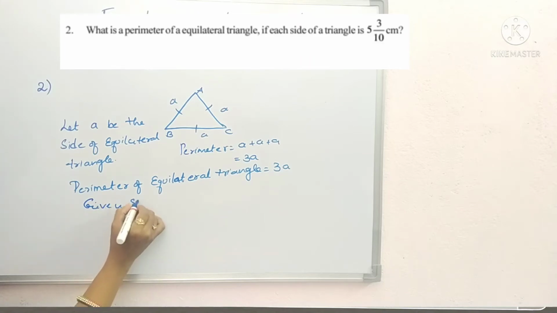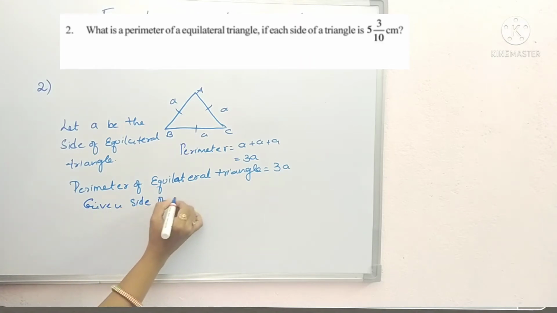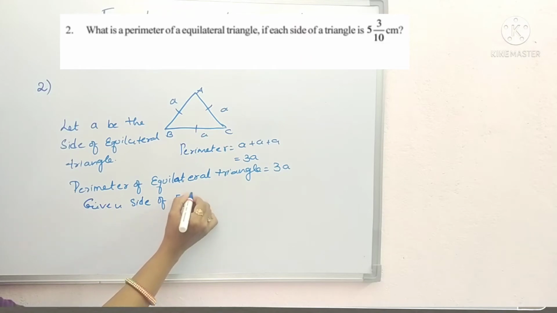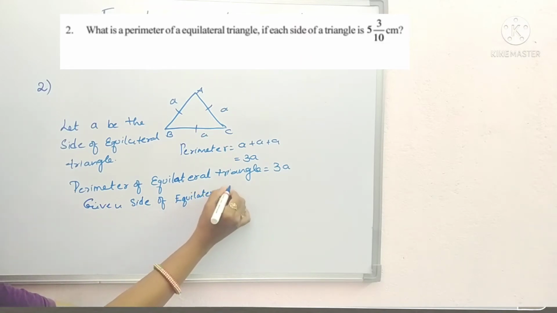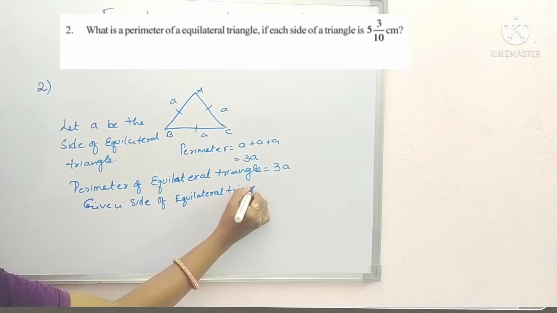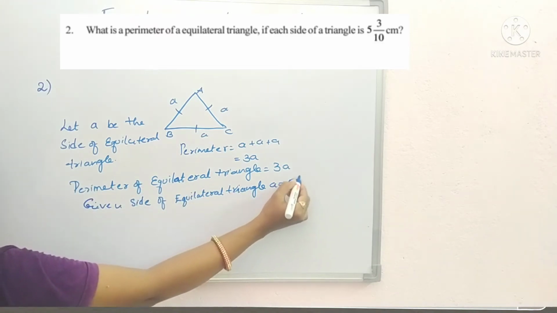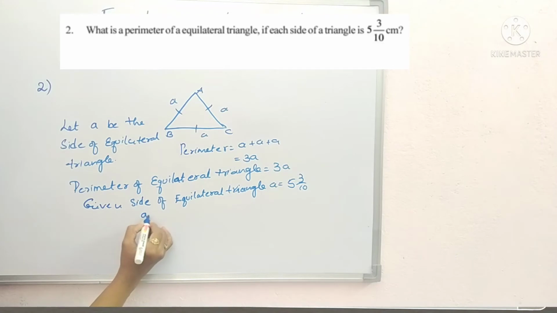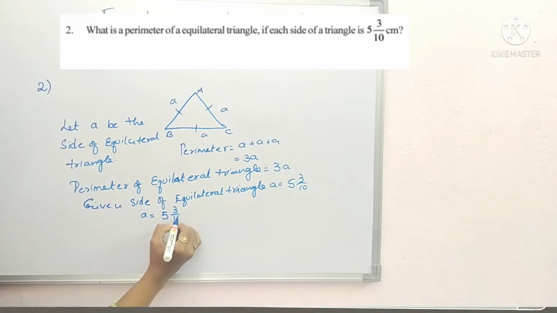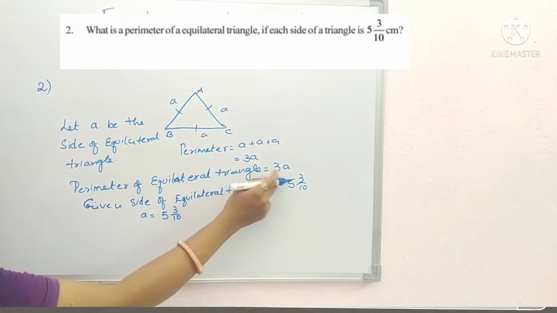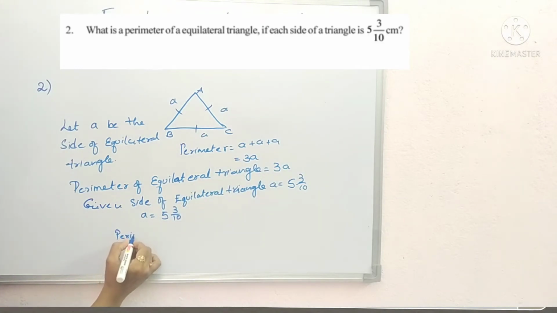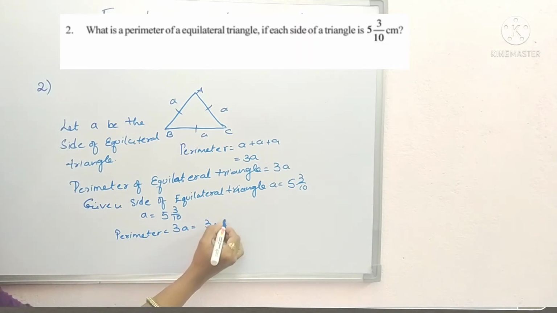So here in the problem, what is the side of the equilateral triangle? Given side of equilateral triangle, A is equal to how much they give? 5 3 by 10. So here A is equal to 5 3 by 10. So perimeter, what is the formula? 3A. So perimeter is equal to 3A.